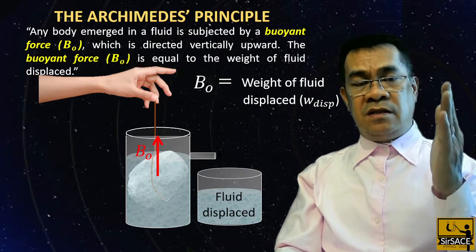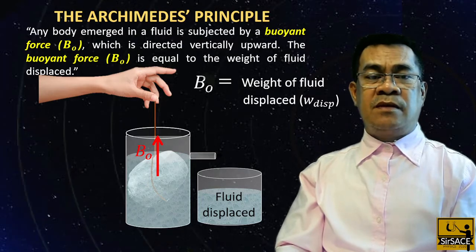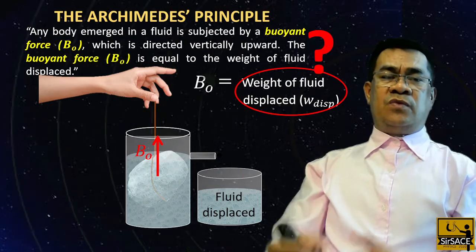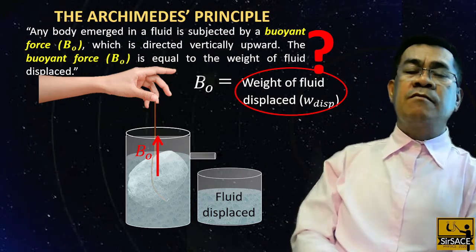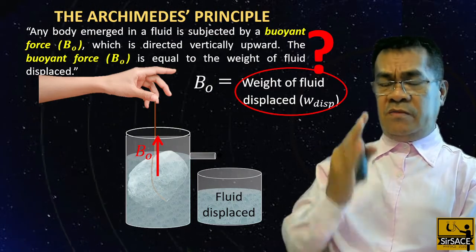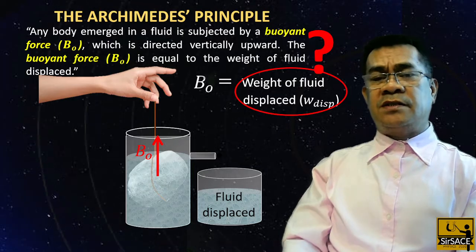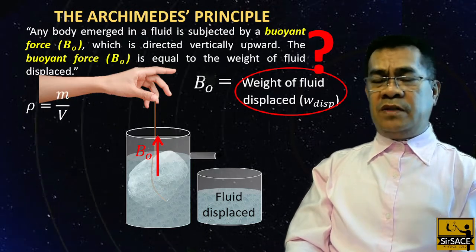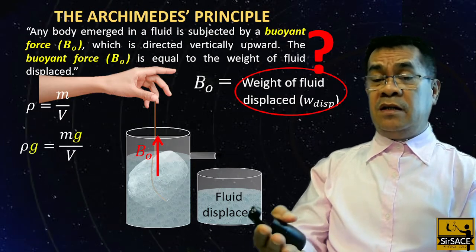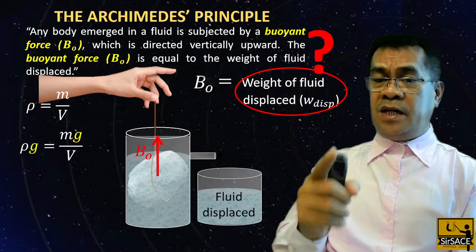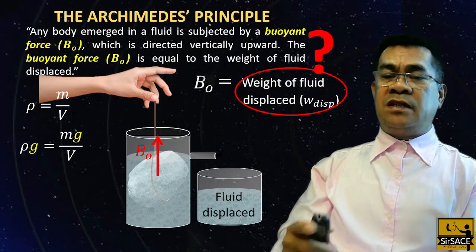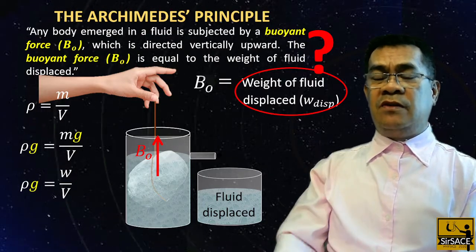We noticed that in our previous video. Now the question is, how to compute the weight of the fluid? Because we badly need the weight of the fluid, because that weight of fluid displaced is the equivalent of the buoyant force. Okay, so take note, in our previous video we learned that the density is mass over volume. If we multiply it by gravitational acceleration, the mass times g is equivalent to the weight, which means that rho g is equal to W over V.